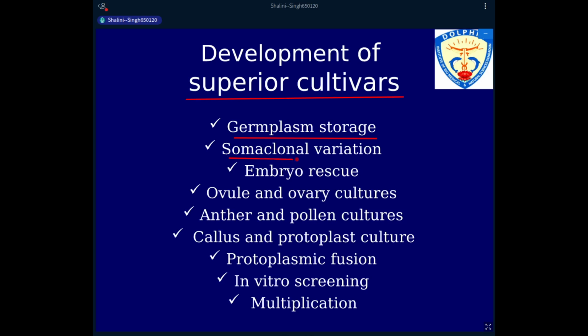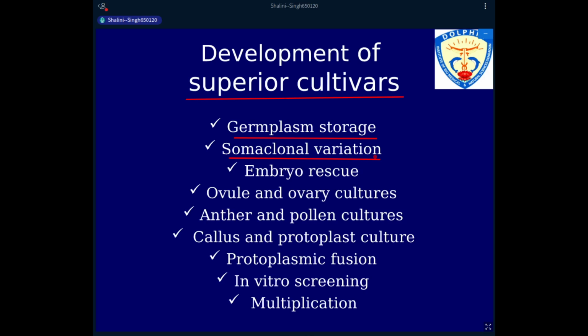Then the second application here is somaclonal variations. Somaclonal variations are those variations which arise in plant tissue culture raised plants. When you are doing tissue culture, you are taking an explant and you are making a number of plants from that explant. So what do you expect genetically? Genetically, you expect that all plants will be similar. That's how they are known as clones.